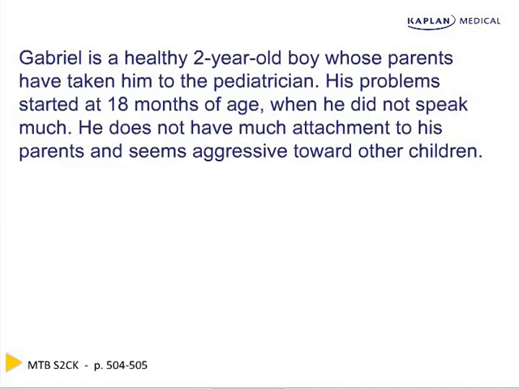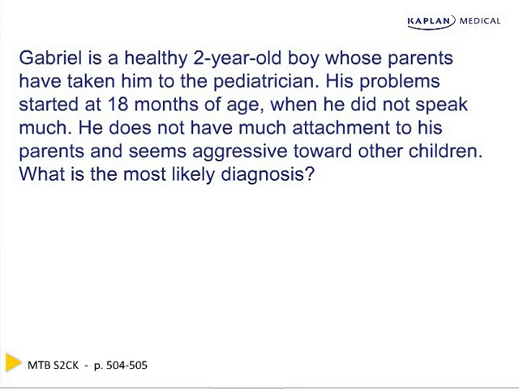So here's our first case. The best part about all this is we'll take little breaks and apply our knowledge to cases, and they're very similar to what you might see on the exam. Gabriel is a healthy 2-year-old boy whose parents have taken him to the pediatrician. His problem started at 18 months of age when he did not speak much. He does not have much attachment to his parents and seems aggressive toward other children. So always for the test, note what's the ask, what's the question. Here, it's what's the most likely diagnosis. So take a look at that vignette and highlight the clues.